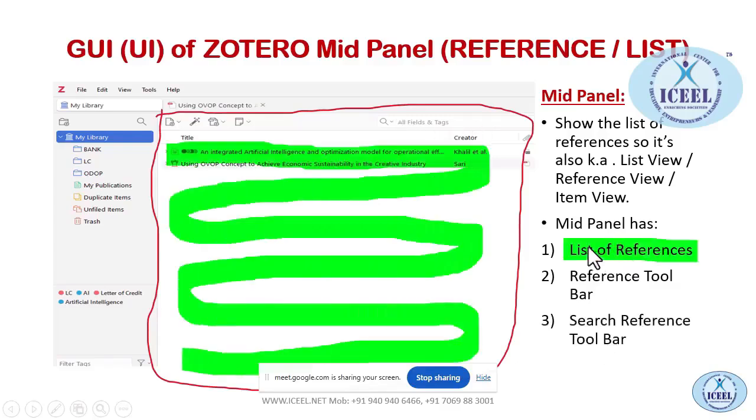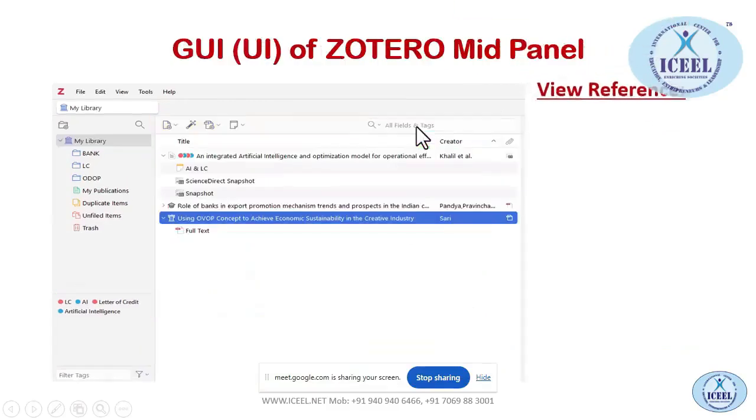Right. First is what? List of references. These are the list of references. Second is the reference toolbar. Here is the reference toolbar. And third is the search reference toolbar, or search bar you can call it. Three components, three segments are there in the mid panel. Left panel has how many segments? Two segments: collection or folder segment, and second is the tag segment. Mid panel has how many segments? Three segments: list of references, then reference toolbar, and the search reference toolbar, or search bar in short. Now, view panel or the right panel.